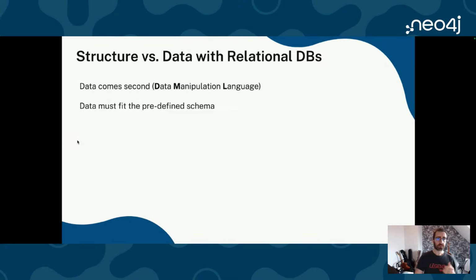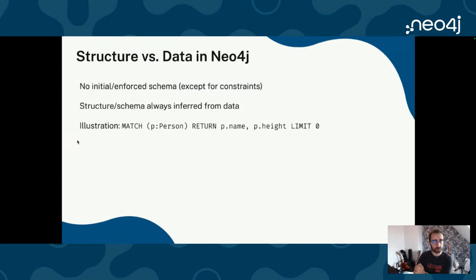And just to hammer on my point, once you've got structure in the relational world, then you can insert data, and that data must fit. If you have a table with a name that is a string, and you try to insert a name that is a number, that's not going to work. And in Neo4j, it's possible to emulate that with constraints. But if you don't have constraints, then it will happily accept your name as a number. That's perfectly fine.